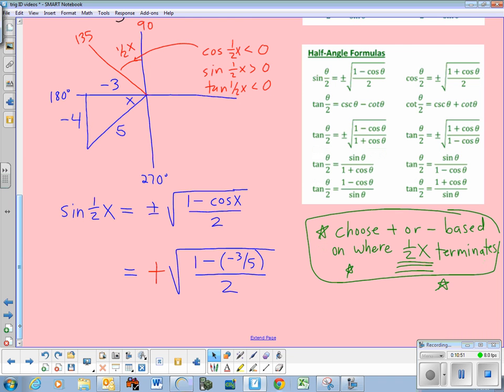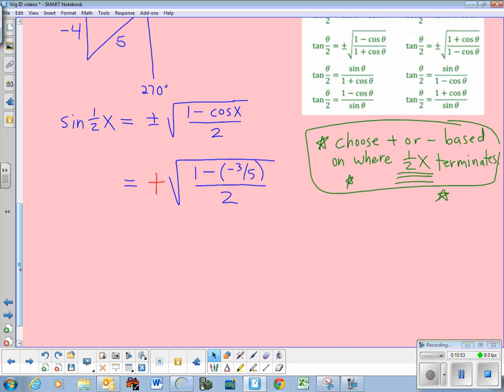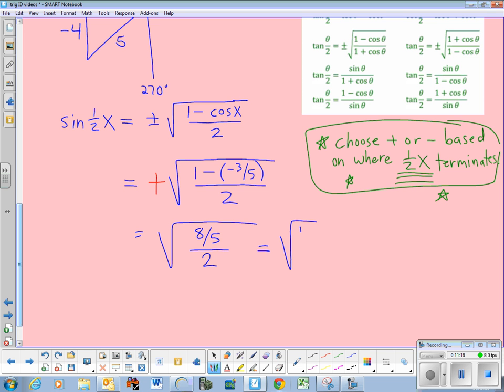Once that's taken care of, I'm just simplifying. Square root. Let's see, 1 minus negative 3/5. That's a plus, so that's, or excuse me, fifths. That's 5 fifths plus 3 fifths. Excuse me. Slow down. 5 fifths plus 3 fifths is 8 fifths divided by 2. And half of 8 fifths is 4 fifths.